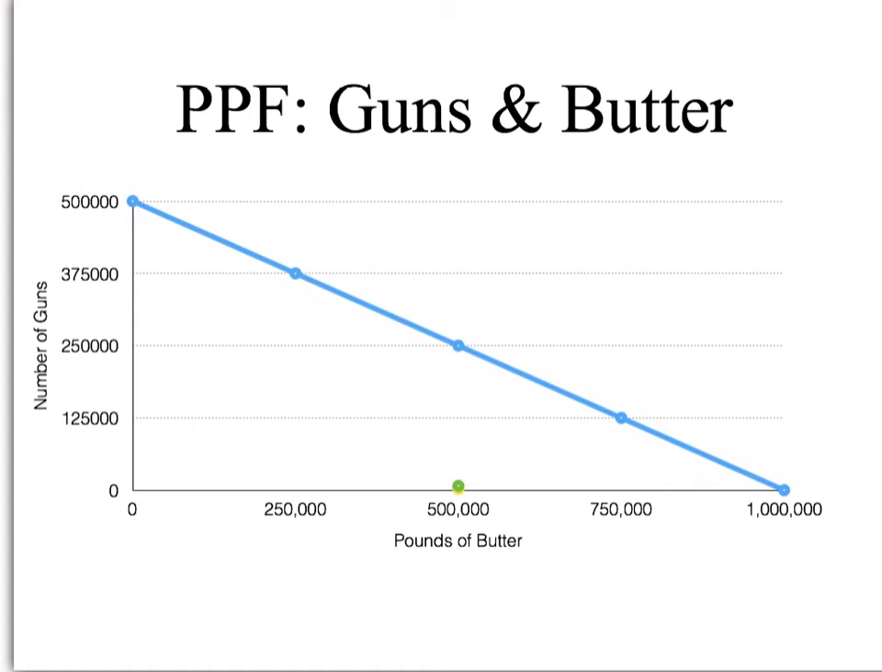Or it could be the other case where, let's say people are leaving the country, so we have fewer labor hours, or we have some kind of natural disaster that affects our resources. We don't have as good machines, so we can't produce as many guns or as much butter. This would shift the production possibility frontier inward, to the left. So outward would show economic growth, and inward would show economic decline.